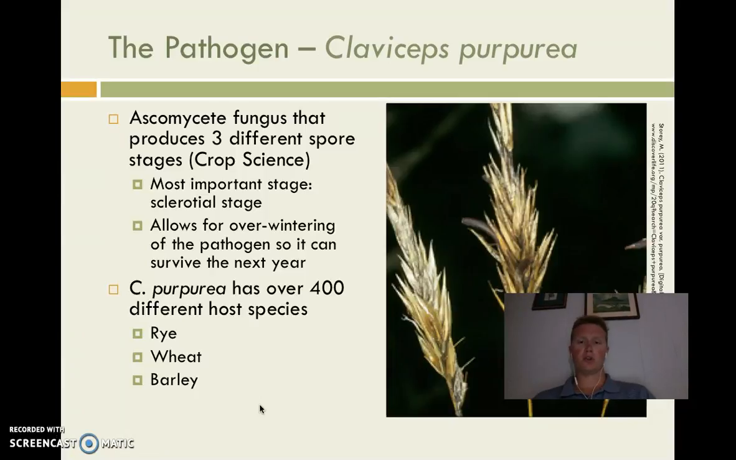The pathogen that causes this disease, as said earlier, is Claviceps purpurea, and this is an ascomycete fungus that produces 3 different spore stages. And the most important stage is the actual sclerotial stage, which is the black structure shown on the wheat grains in the picture. These sclerotia are produced as a resting structure for the fungus that allows it to be able to survive into the next year. This actual pathogen has over 400 different host species. However, the main ones are rye, barley, and wheat, just ones that are economically more valuable.